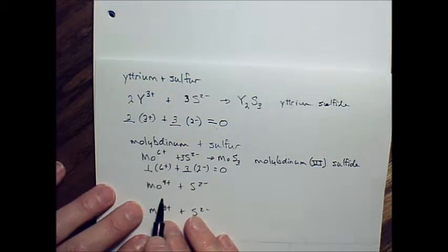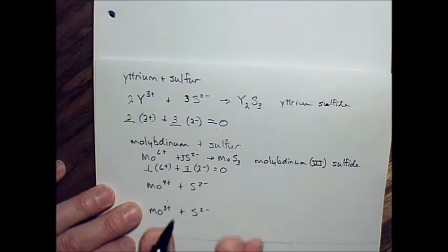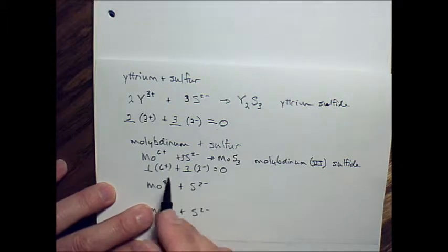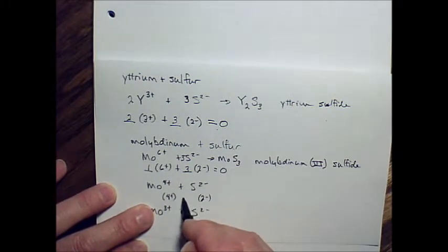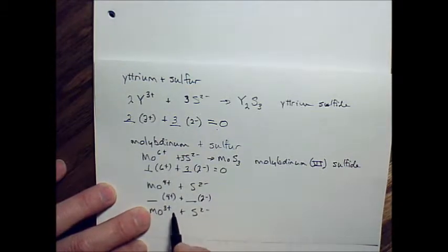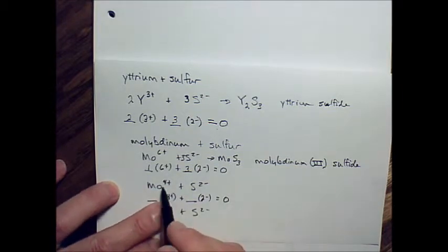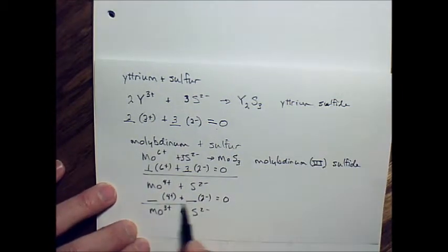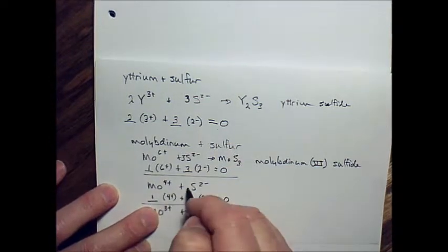If you're using one of the oxidation numbers when there are multiple ones, you've got to name which one it is. If it's a metal with more than one positive oxidation number, you have to use the Roman numeral. So in this case, we've got a 4 plus and a 2 negative, and we want that to equal 0. This is how we're going to figure out the formula itself. How many molybdenums do I need? 1. How many sulfurs? 2.